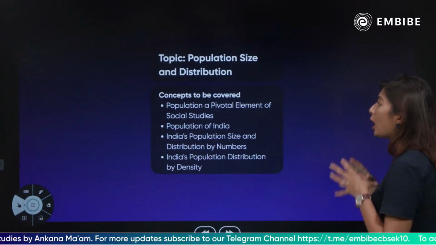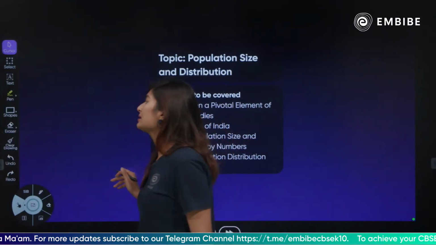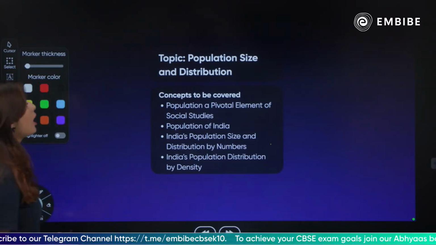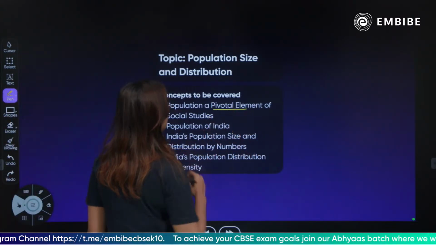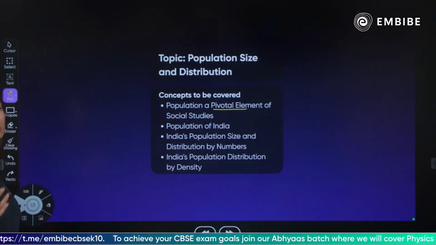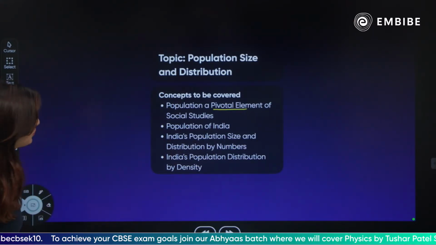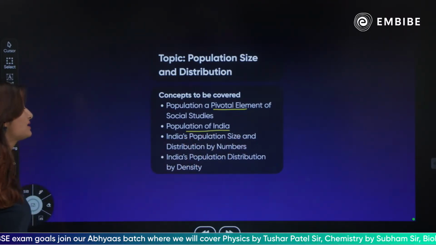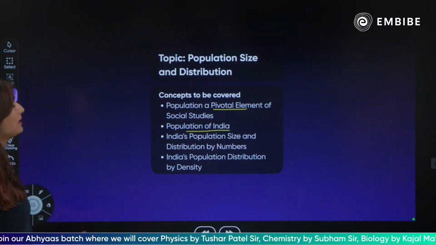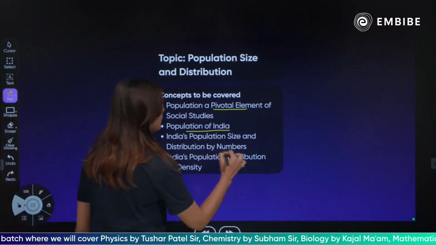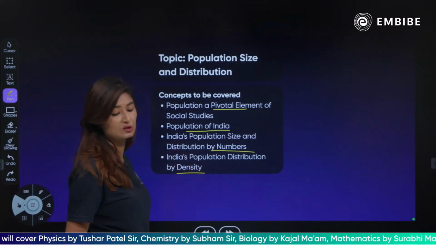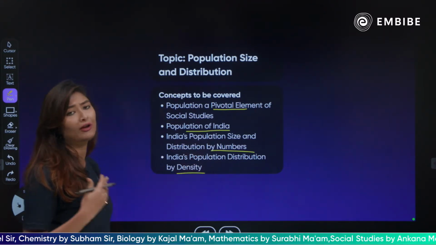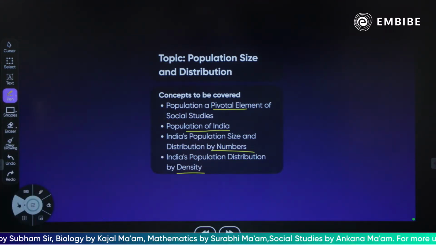Okay? Now, what are the topics, what are the concepts that we will be understanding today? The following are the concepts that we will be covering today, which is how population plays a pivotal element of social studies? How is it important? Why is it important? Population of India kya hai? We'll do a study about that as well. India's population size and distribution by numbers, and India's population distribution by density. So numbers and density are 2 different things when it comes to population. What is the difference? How can you exactly define it? All of these things will be done in today's session.